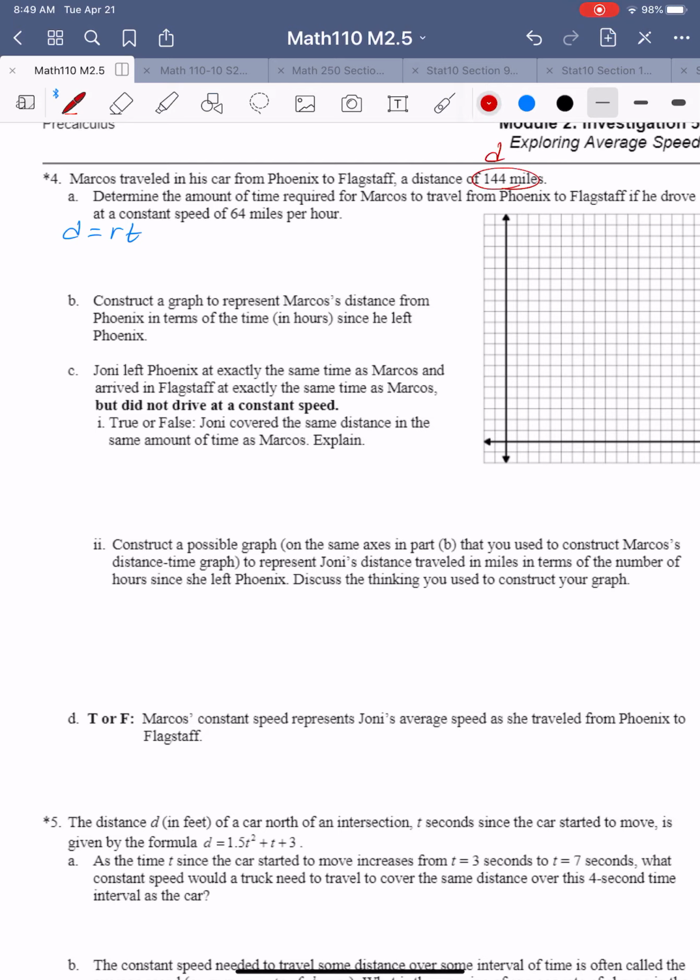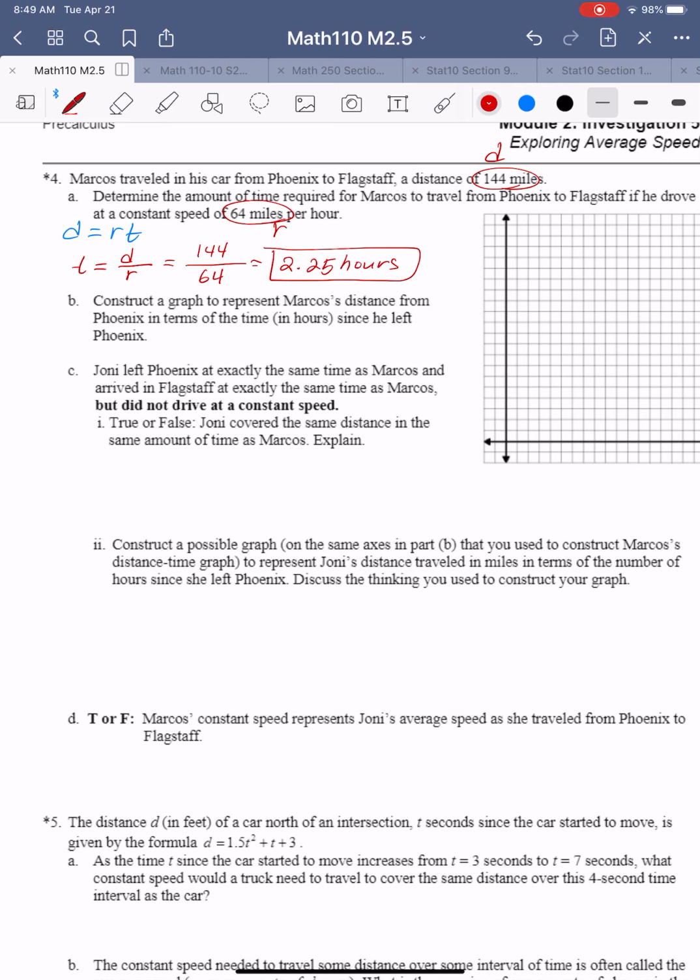Given is 144 as D, and 64 as R. In here we need to find T. In order to find T, divide both sides by R, and we get D over R, where D is 144 and R is 64. Dividing gives us 2.25 hours to get there.